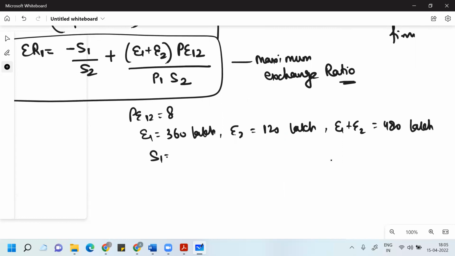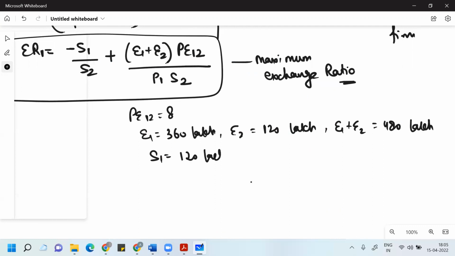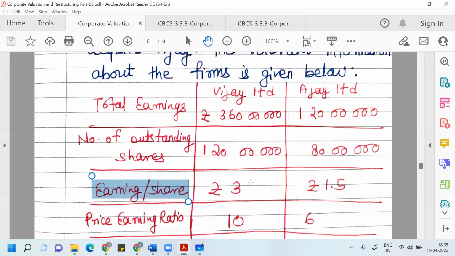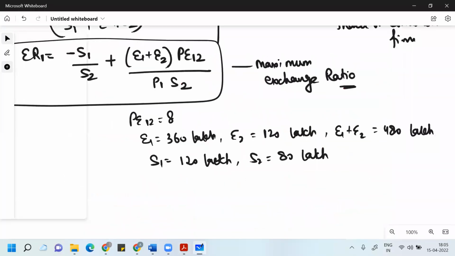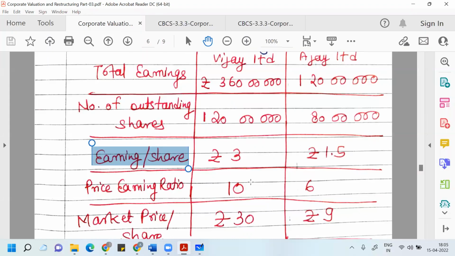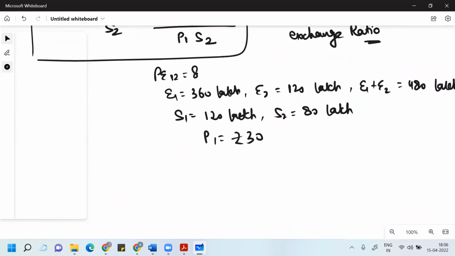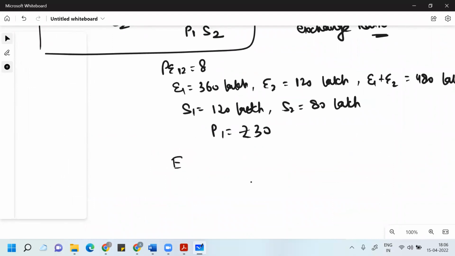Then S1, the number of shares outstanding, is 120 lakh and S2 is 80 lakh. EPS is given as 3 and 1.5. So what all you need is S1, S2, E1, E2, the PE ratio of the combined firm, and P1, the price of the first firm, which is 30 rupees. This much data you need for finding the maximum exchange ratio.